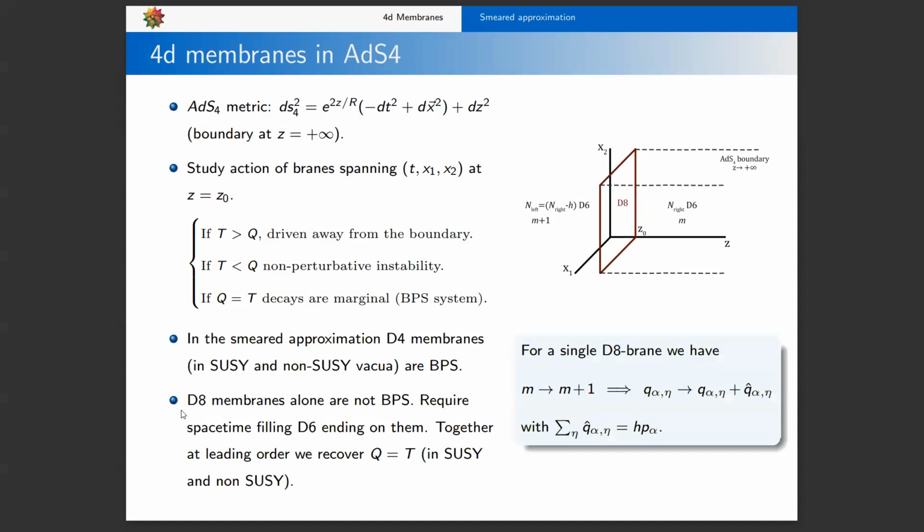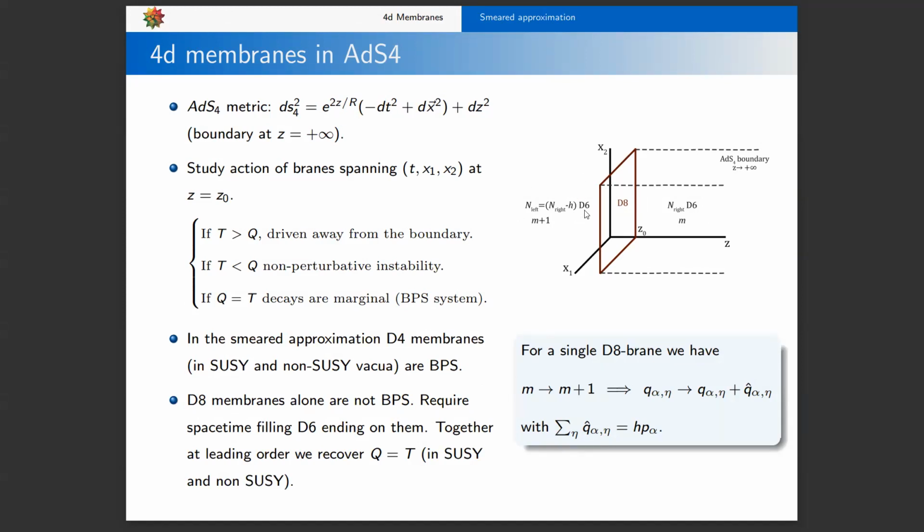For the D8 branes, the system is a little bit more complicated, because the D8 membranes alone are never BPS, not even under the SUSY background. This is because, as we can see in the picture, the D8 membrane acts as a source of the Romans mass. So we have different Romans mass at both sides of the domain wall.